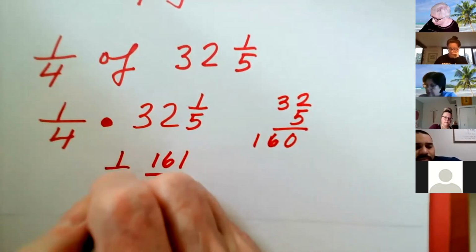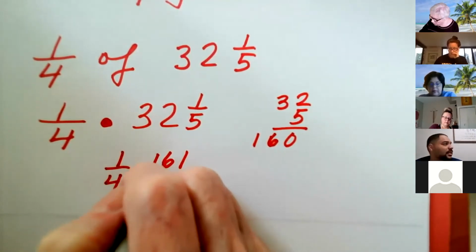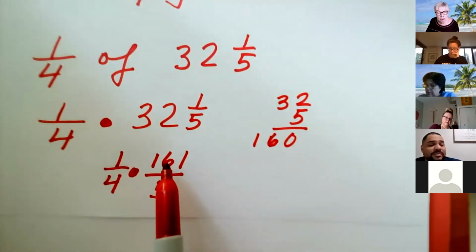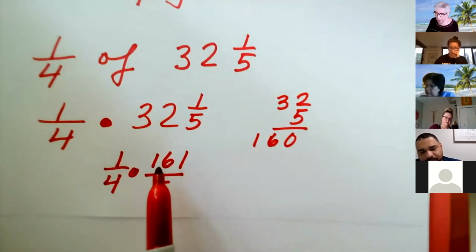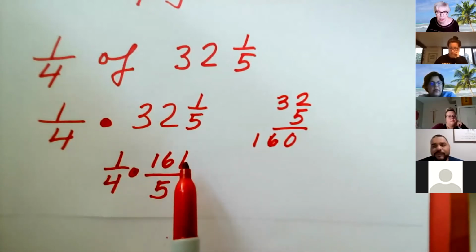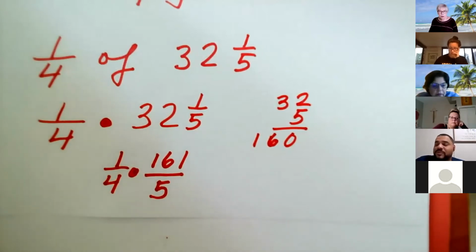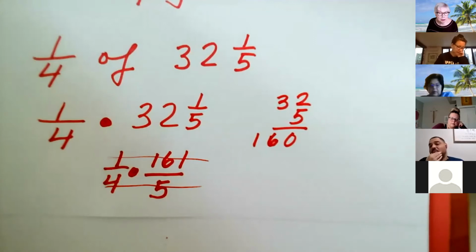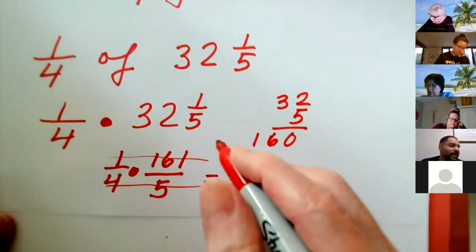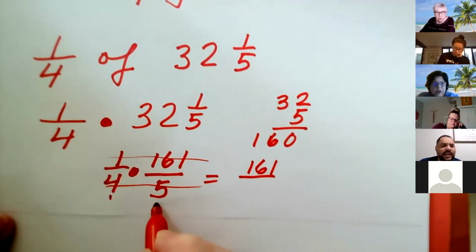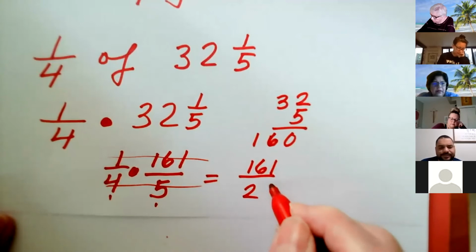This one here is 1/4, and this is multiply. 4 does not go into this number. 4 goes into 16, but then there's this remainder. So we have absolutely no choice but to just give up and multiply across. And there's no canceling here. So 1 times 161 is 161 over 20.